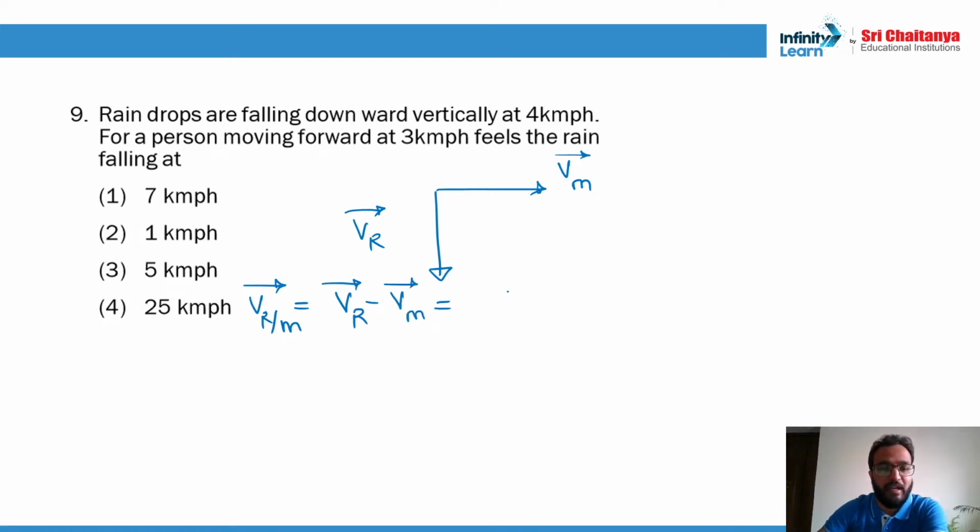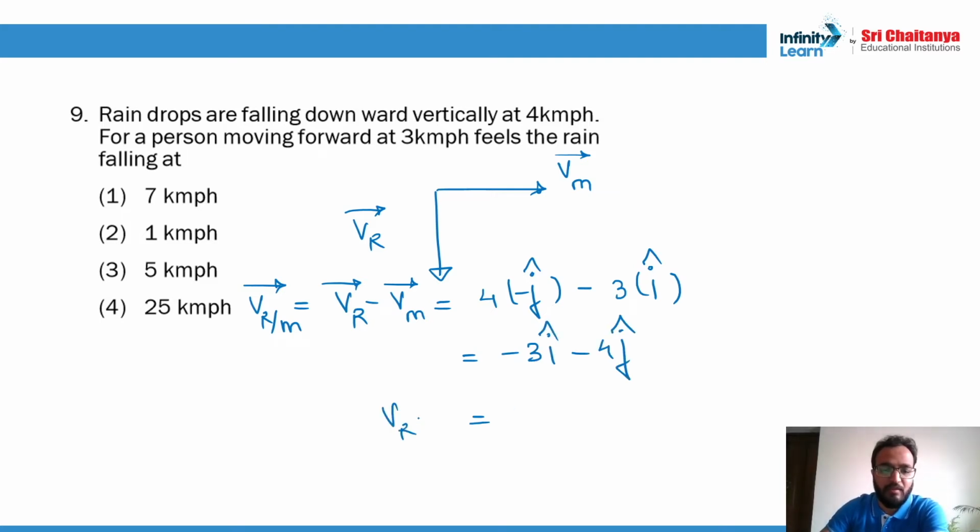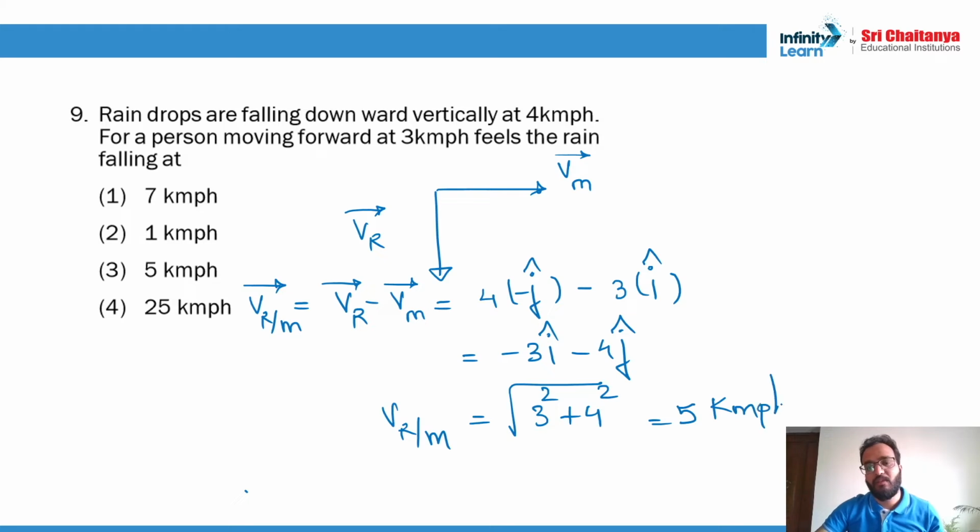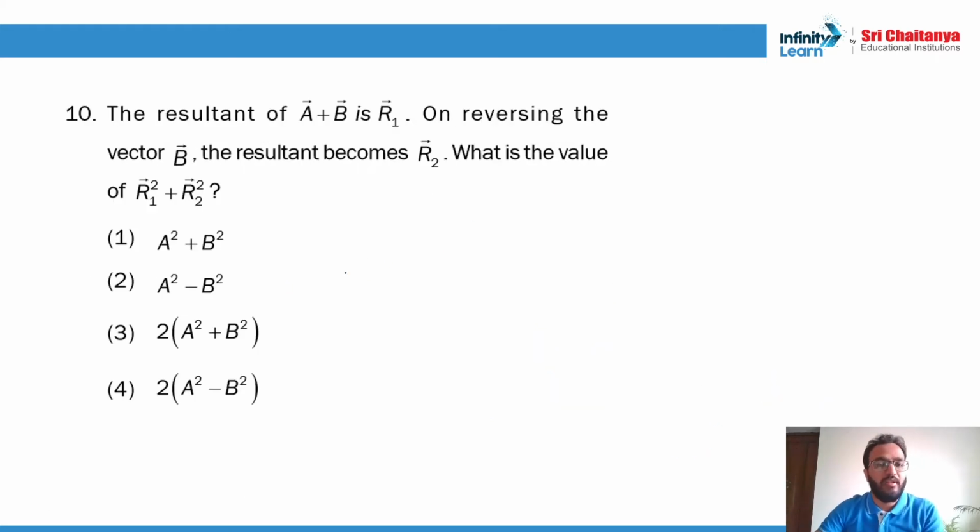So what is velocity of rain? It is 4 times minus j cap, minus velocity of man, which is 3 times i cap. So it is minus 3 i cap minus 4 j cap. So what is the magnitude? It will be the square root of 3 square plus 4 square, that is 5 kmph. Got it? Simple question.